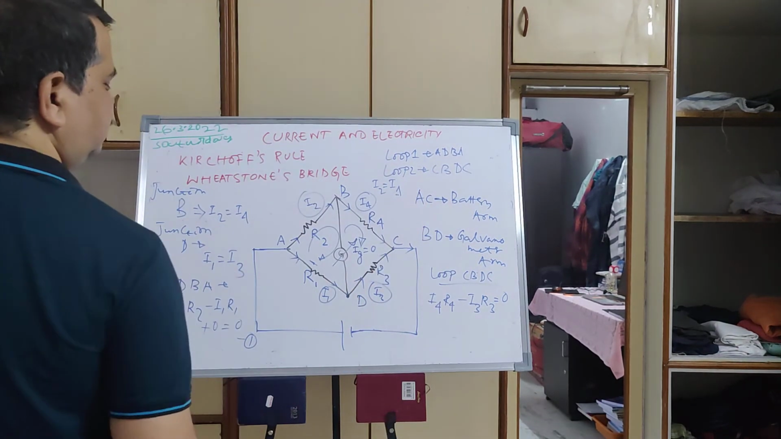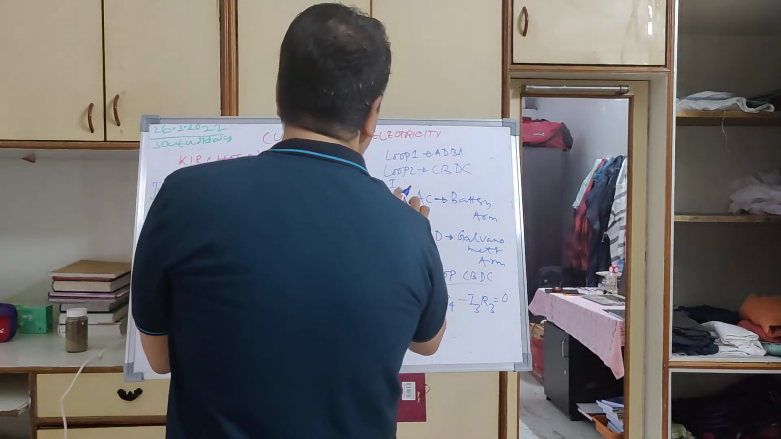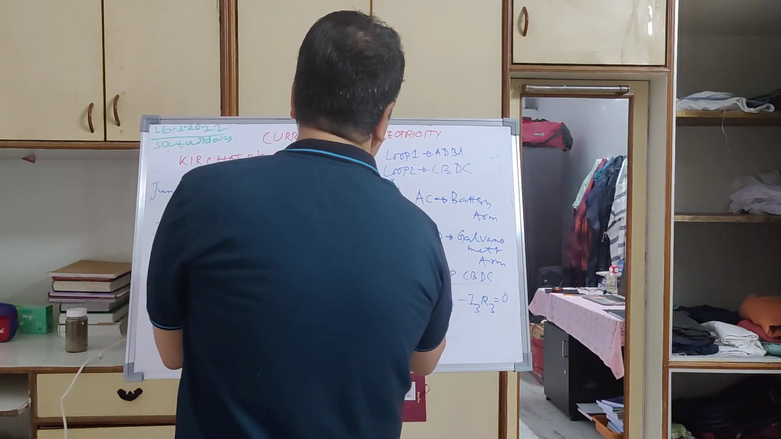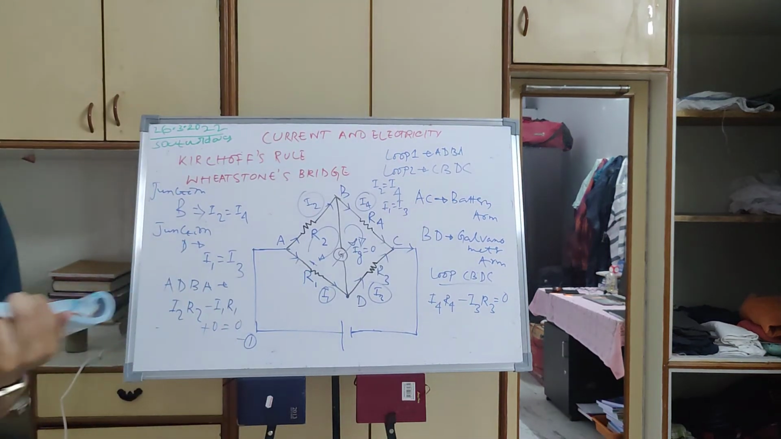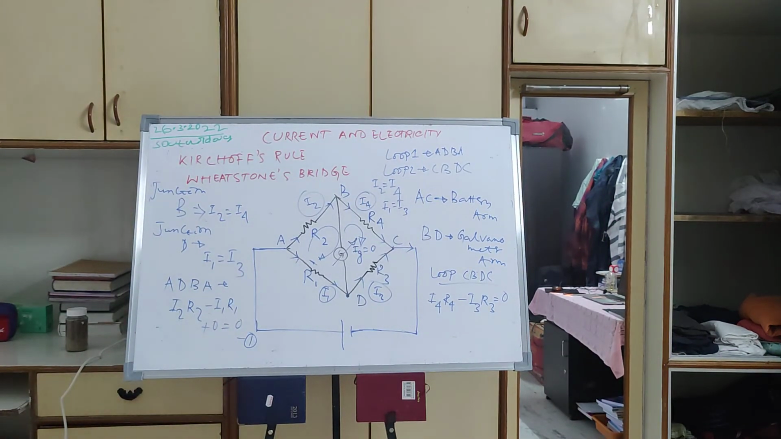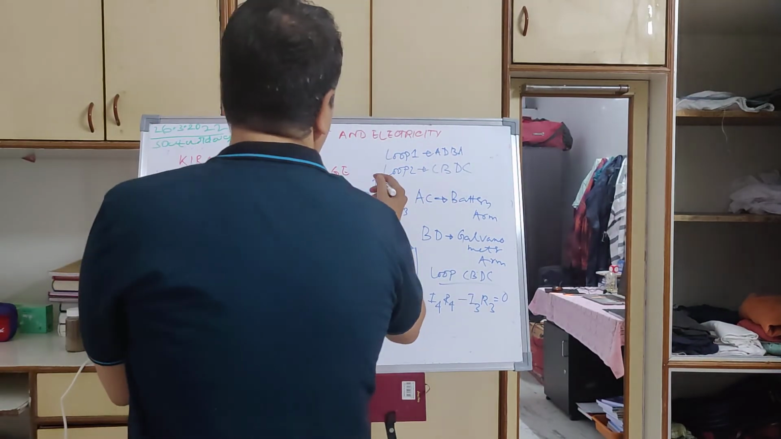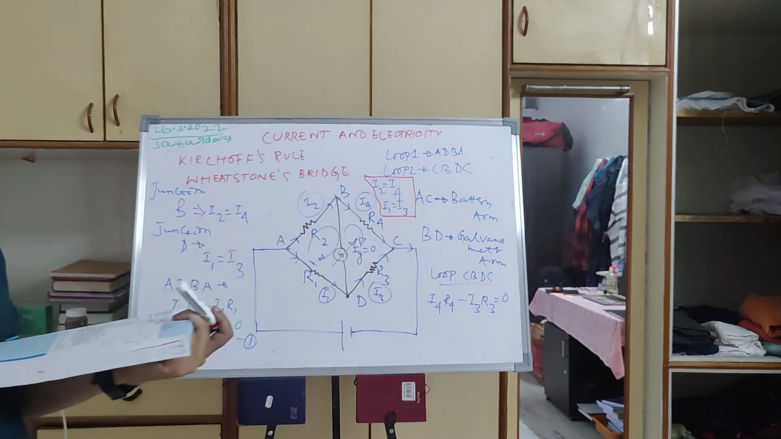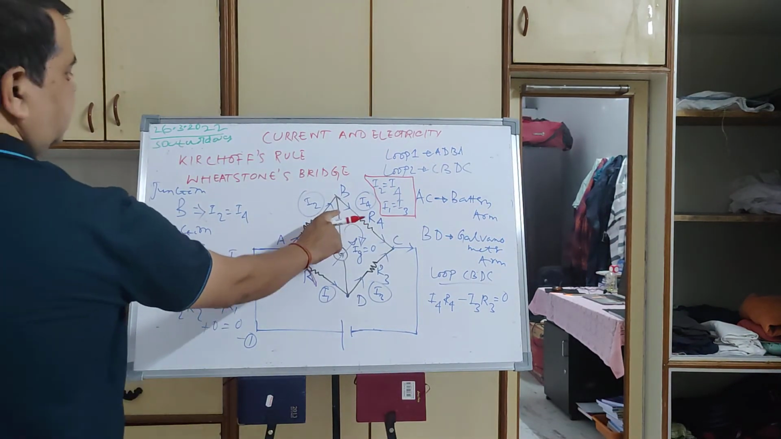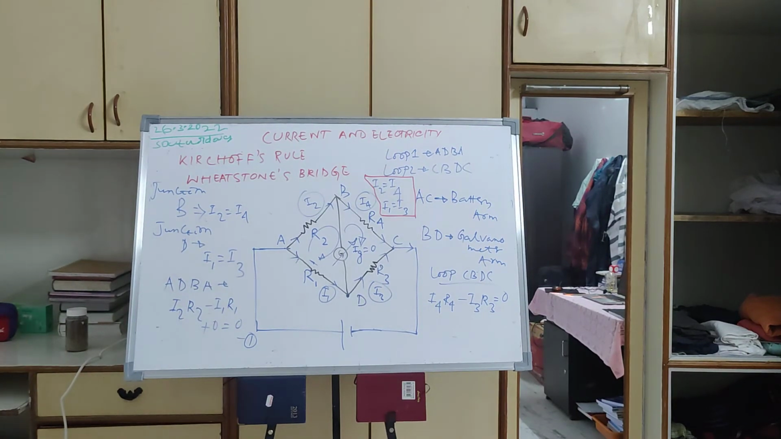Similarly, because here there is no current, I1 is equal to I3. So that is as per the galvanometer, because there is no current in the galvanometer. Okay, so this is one important condition, because here there is no current. So I2 is equal to I4, I1 is equal to I3.